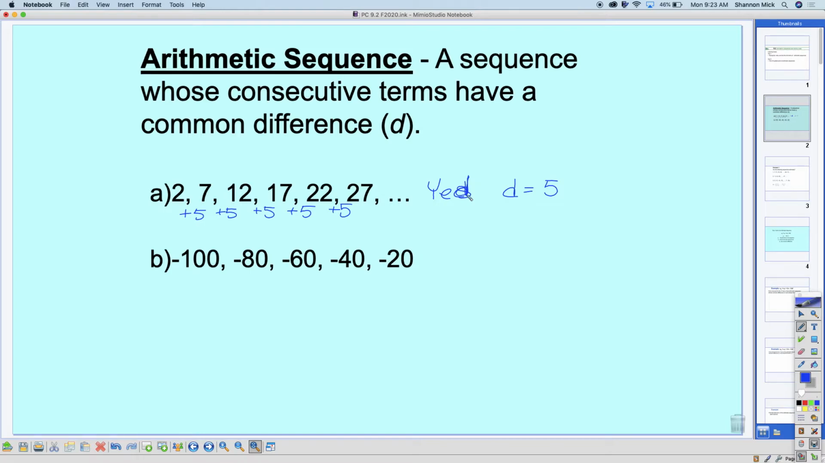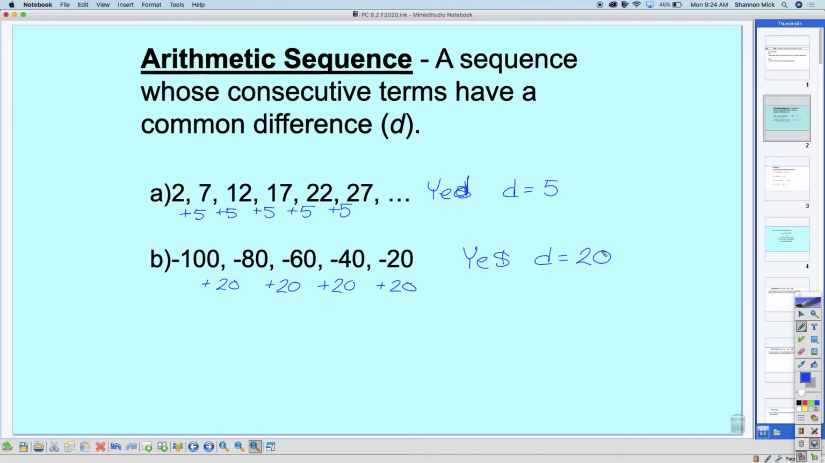So on B, negative 100, negative 80, negative 60, negative 40, negative 20. I'm adding 20 this time because my numbers are getting less negative, correct? Is the first one infinite or finite? Infinite, because of the dot, dot, dot. What about the second one? It's finite, so I can't assume that it keeps going. So it's yes, and d equals 20.